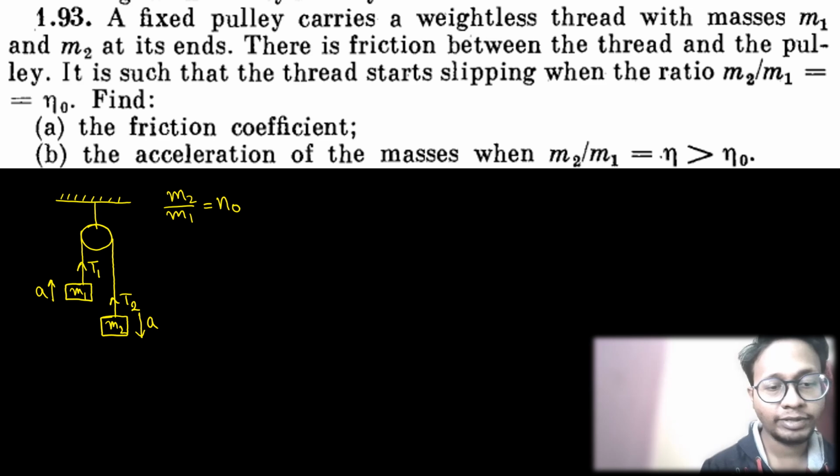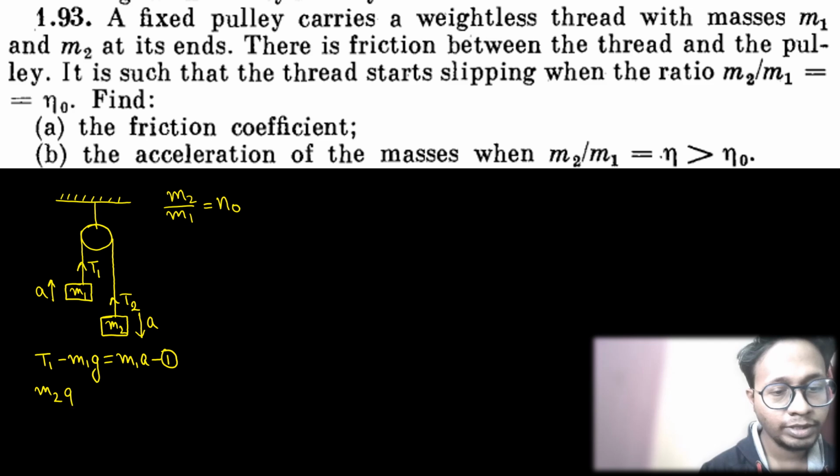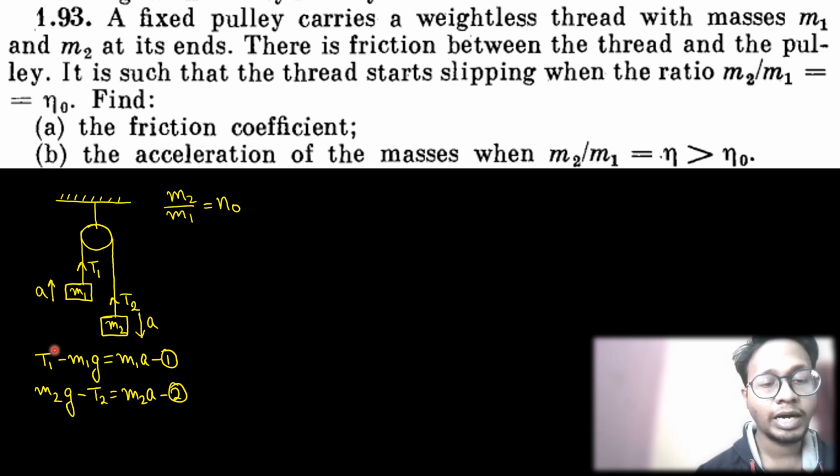So if I write out the equation out here, T1 minus M1G is equal to M1A. This is our equation number 1. From second body, M2G minus T2 is equal to M2A. Usually what happens is this T and this T get cancelled and we write down the equation. But out here, due to friction, T1 is not equal to T2. So how do I find out the relation between T1 and T2?